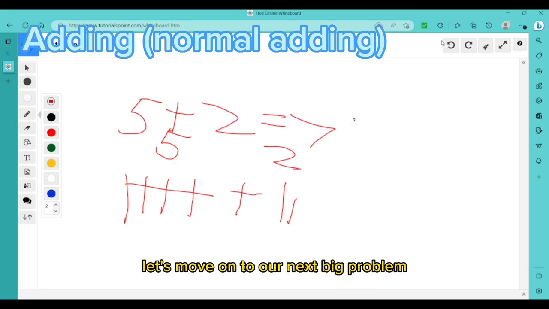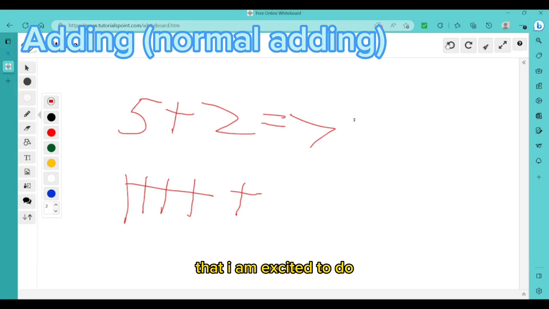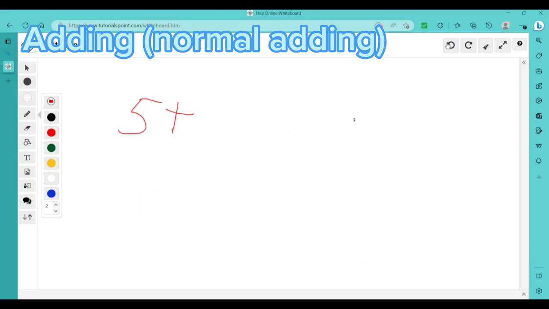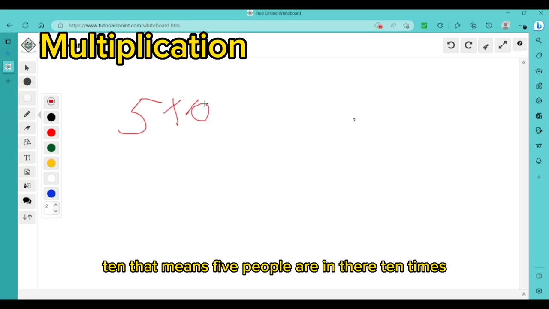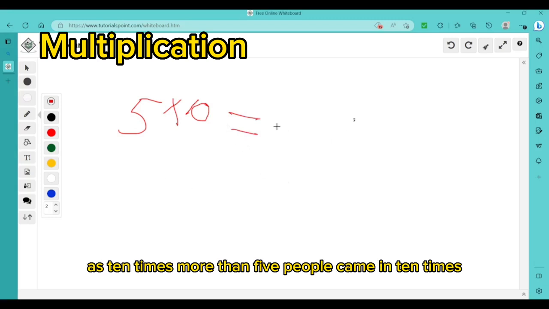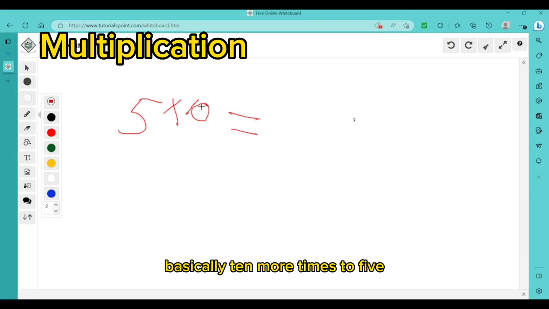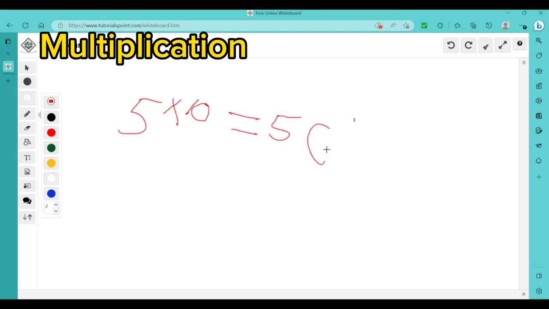Let's move on to our next big problem that I am excited to do. It is 5 times 10. That means 5 people are in there, and 10 times more than 5 people came in. So 10 times, basically, 10 more times to 5. Alright, just hear me out. 10 times the people that were in there before came in. Therefore, your answer is 50.